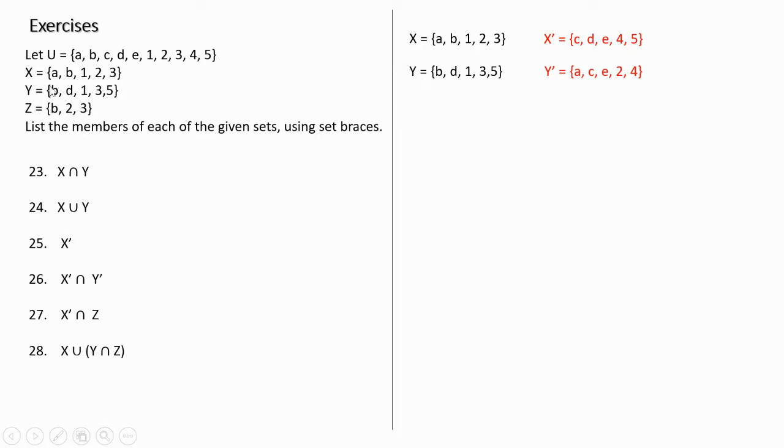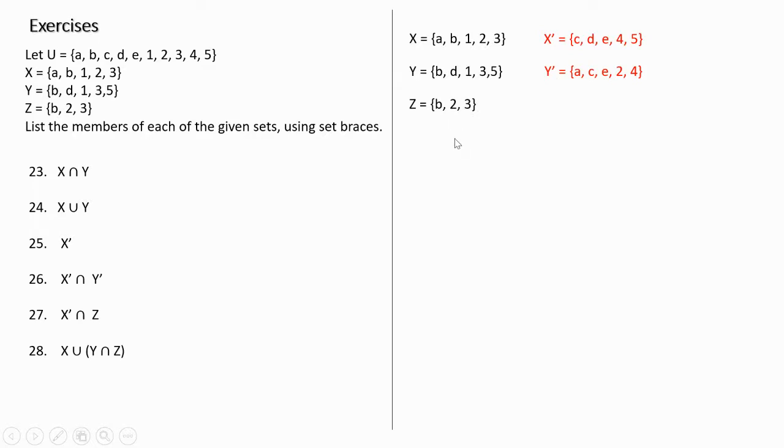Same thing with Y. Y equals the set B, D, 1, 3, 5. So we go to the universal set. A is not here, so it's not B and not D. So I'm going to have A, C, E from the rest of the alphabet. And here the numbers 1 through 5: not 1, not 3, not 5, so it's going to be 2 and 4. That's the complement of Y, or Y prime.